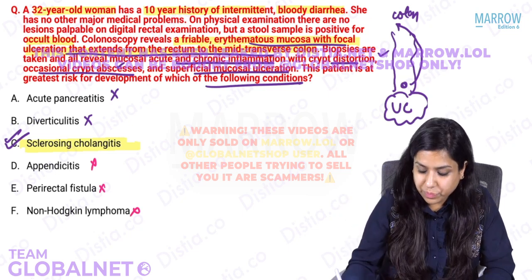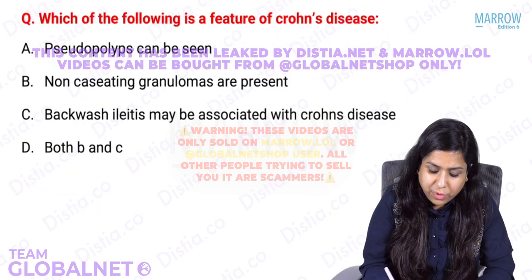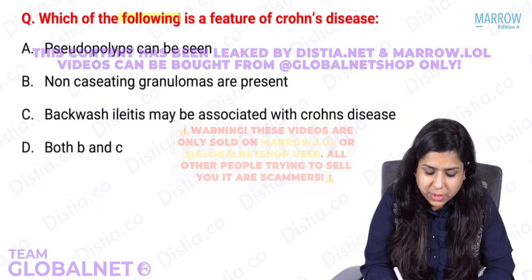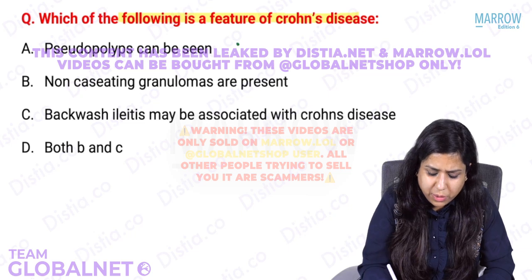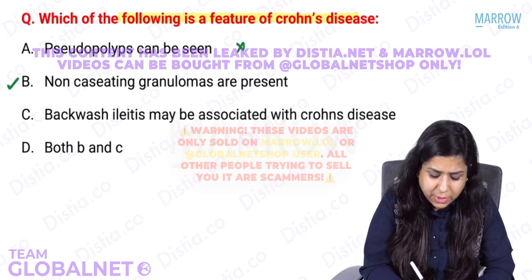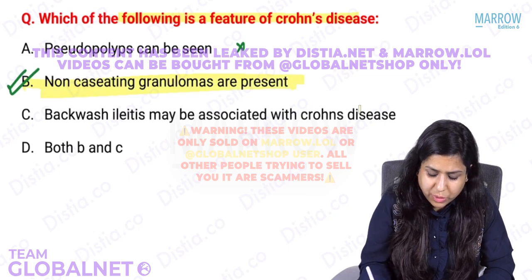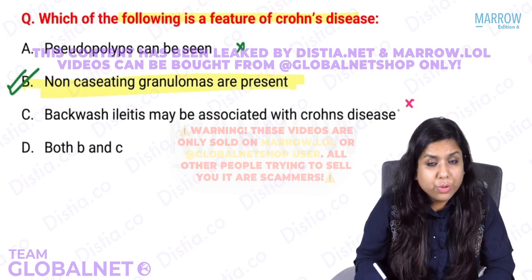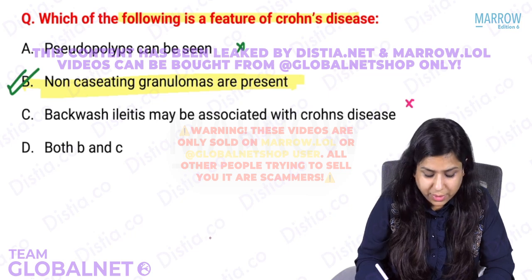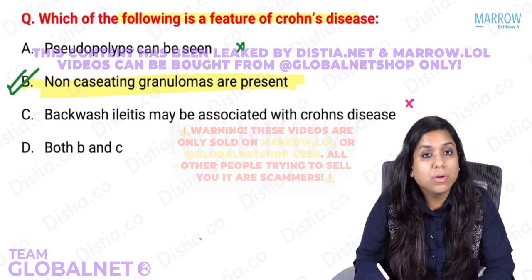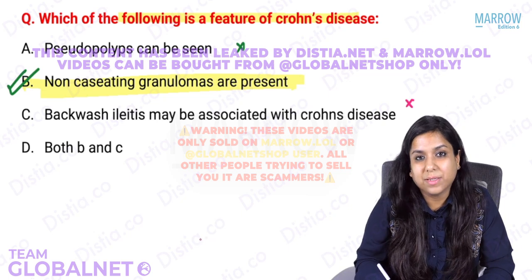Good question. Next. Which of the following is a feature of Crohn's disease? Pseudopolyps can be seen, not clearly. Non-caseating granulomas are present, absolutely correct. Backwash may be associated with Crohn's disease, no. Usually associated with ulcerative colitis. So what is the answer? Non-caseating granulomas are present. Correct?